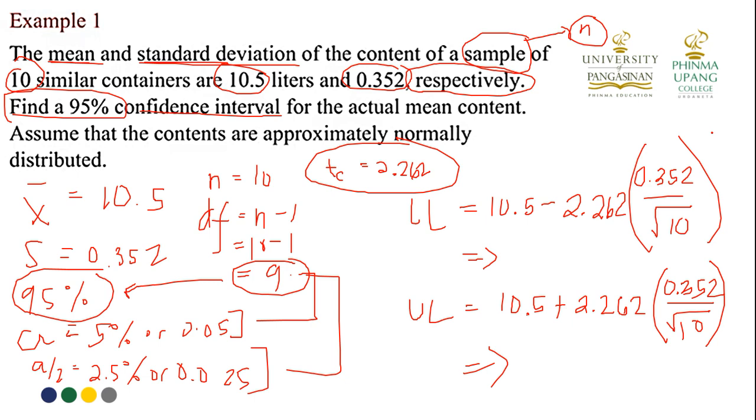Please help me, sir. My answer, sir, is 10.25. 10.25 according to Von. How about the UL? For the UL, just change the minus to a plus. 10.75 po. 10.75. So, what Von solved is correct.